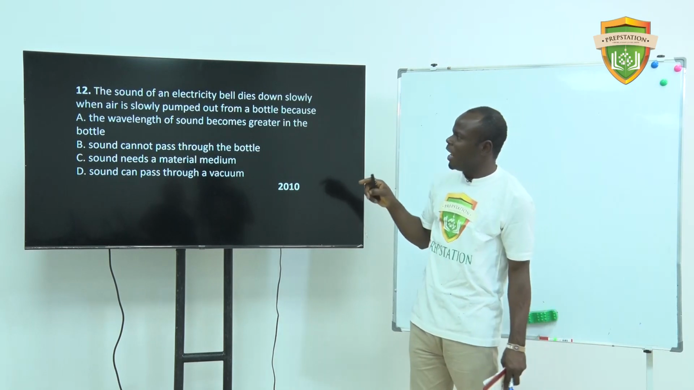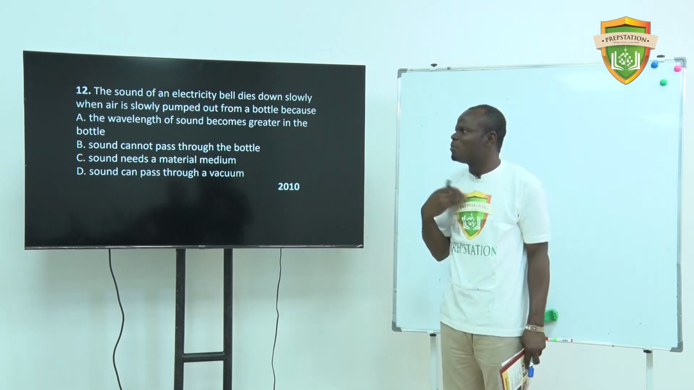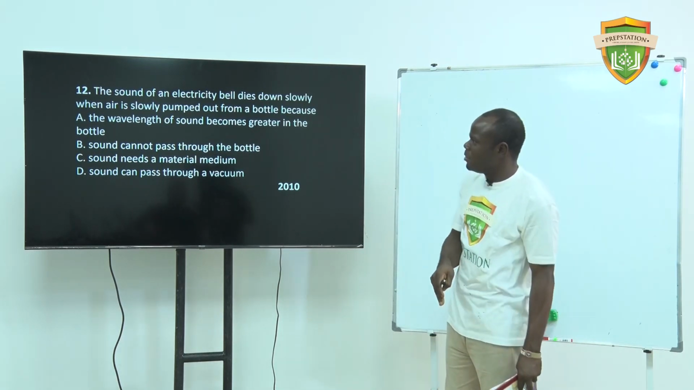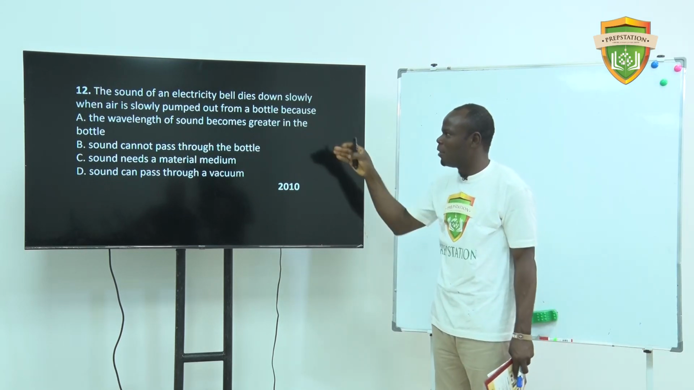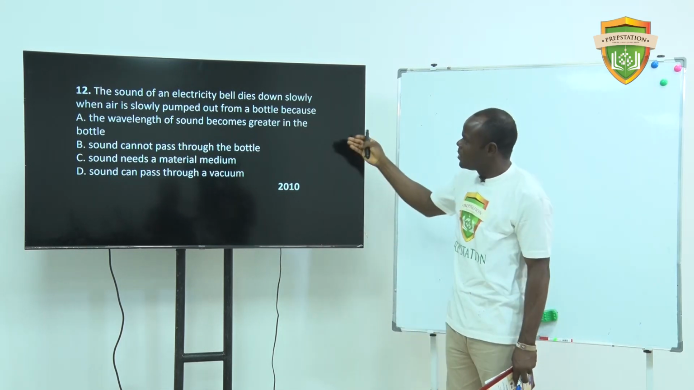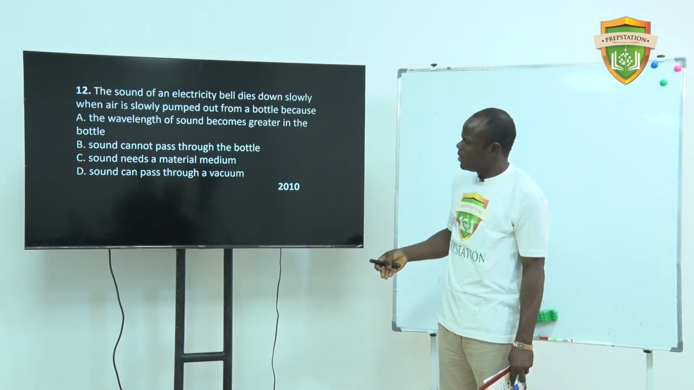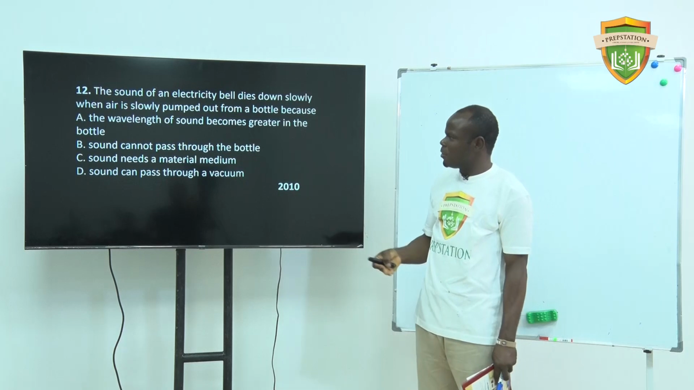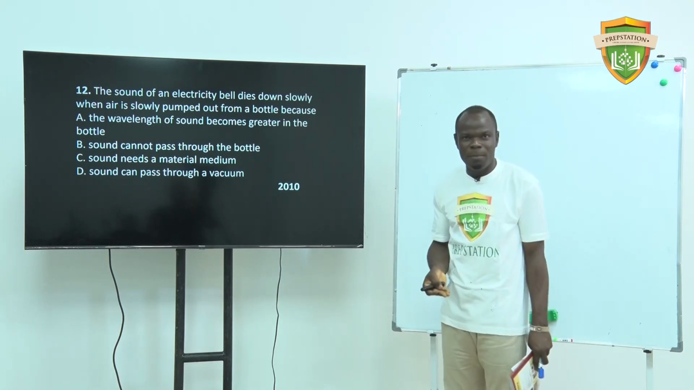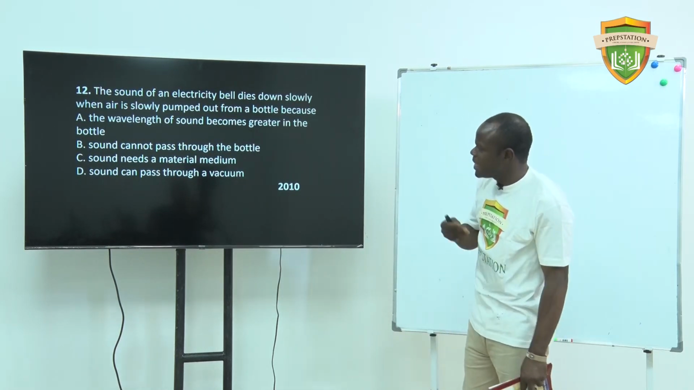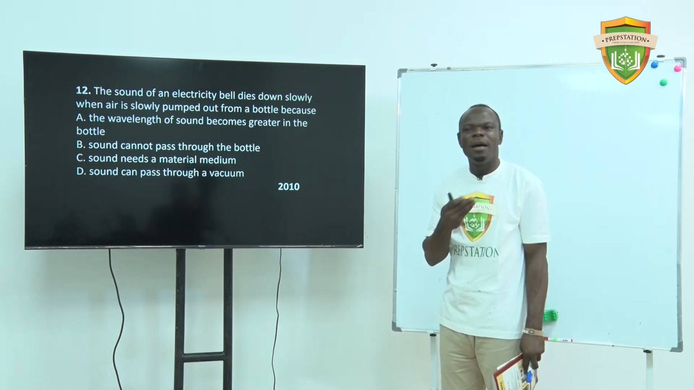So let's take option A. The wavelength of sound becomes greater in the bottle. That cannot be true. That should not be what will die down, the sound. B. Sound cannot pass through the bottle. Is that true? Let's take option C. Sound needs a material medium. Option D says sound can pass through a vacuum.